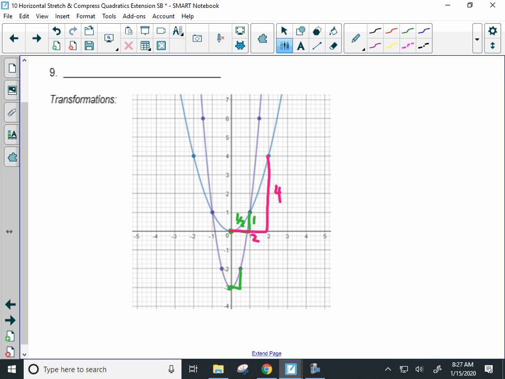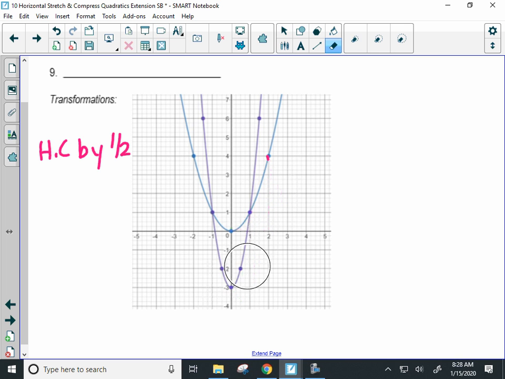I'm sorry, it was out 1, up 1. I'm already confusing myself. Down here was out a half, up 1. So now this time I go out to get to my second point here. I would go out 1, up 4. Well, those x's appear to be half as large as the x distance of the parent function. So this looks like a horizontal compression by 1/2.